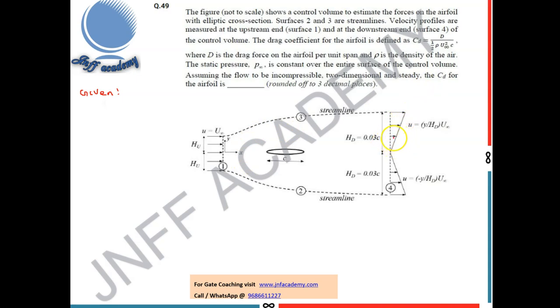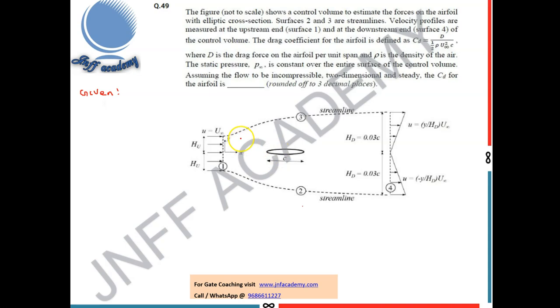This loss is because of the drag that gets created, right? The momentum gets lost because of this object. That's why you see the velocity here is uniform, right? U infinity. Here it is not uniform. At this point it is 0 and it is slowly increasing. And they also clearly told that line 2 and line 3 are streamlines. So the streamline started like this because of the loss in momentum caused by this object.